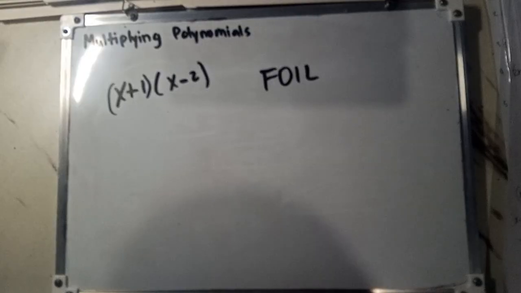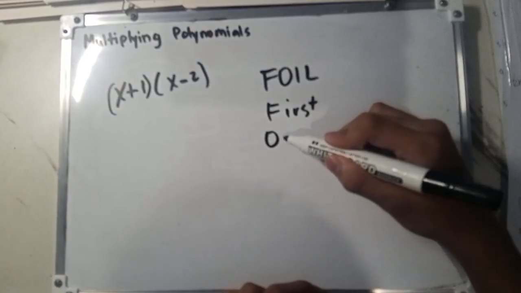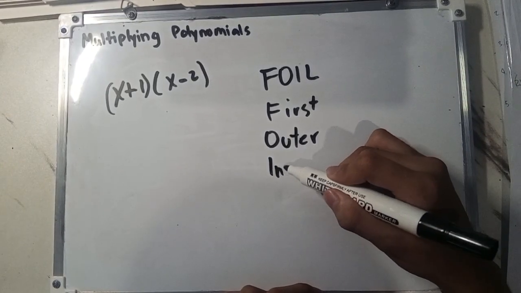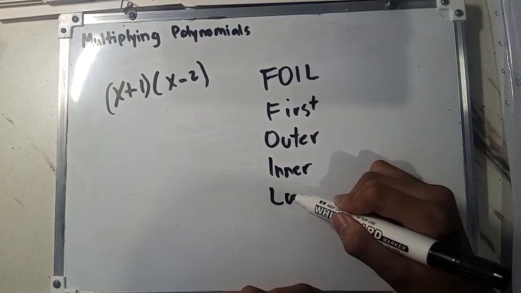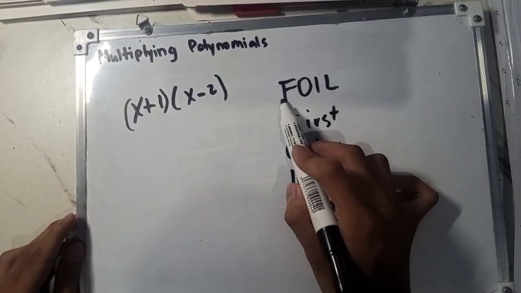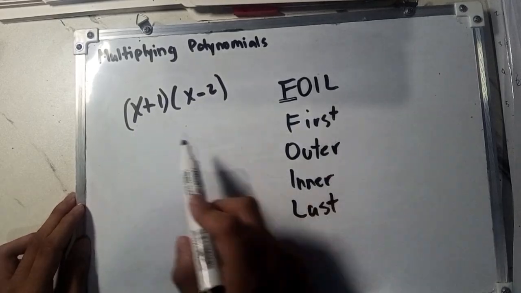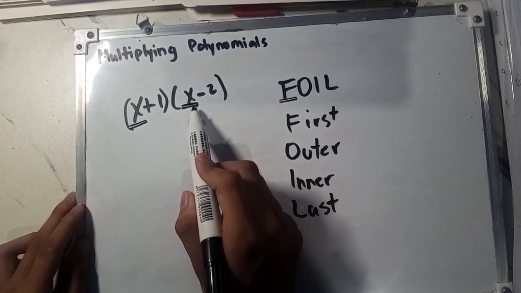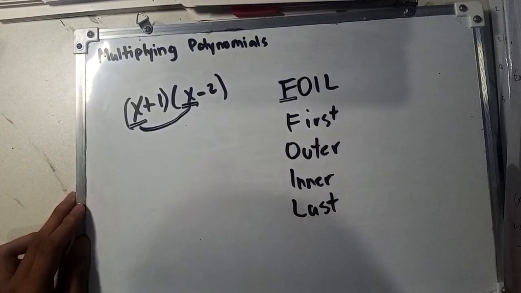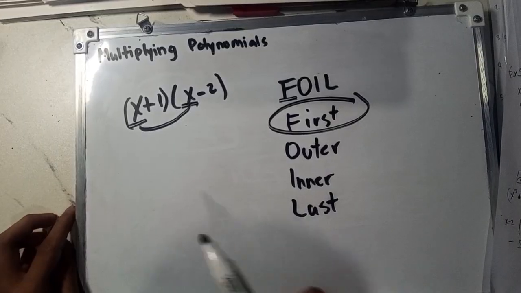So what does FOIL method mean? F means first, O means outer, I means inner, and L means last. From the left, which is F, we must first do these 2 first terms. Okay, we must first combine this. So that's what first means in the FOIL method. So x times x will yield x squared.